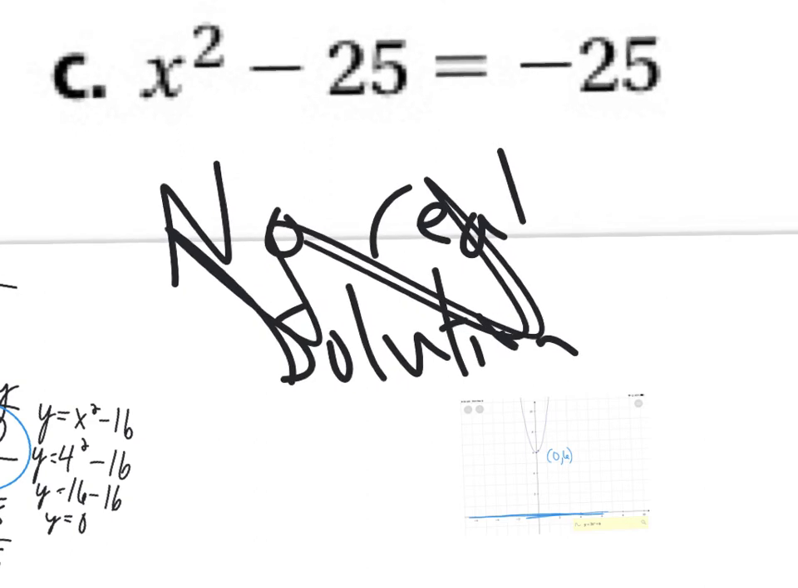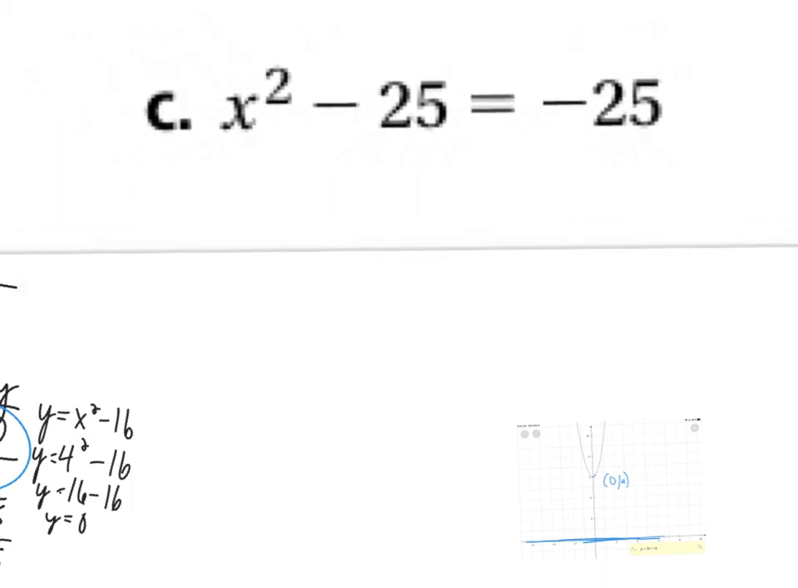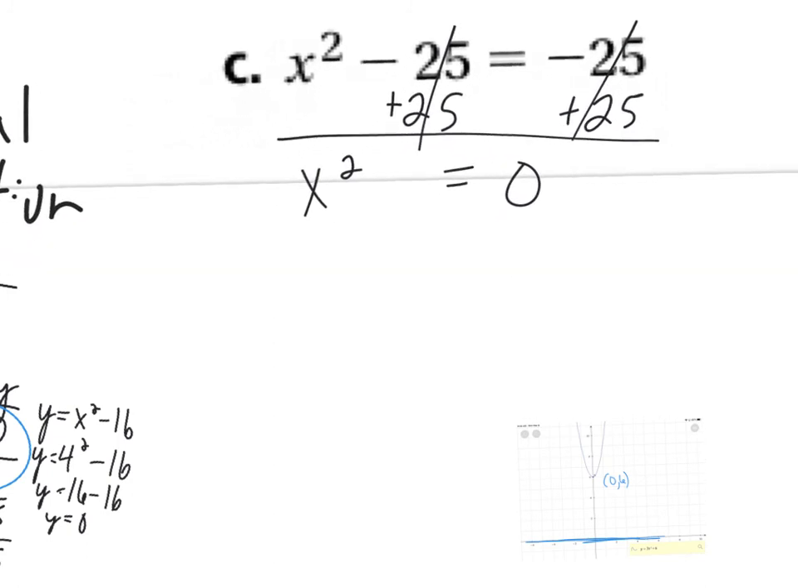If we look at part C, this one's a little bit different. What's different here is that this is equal to negative 25 instead of equal to 0. So we're going to do something about that to start out with. We want it to be equal to 0 when we start this. And those cancel and those cancel. So basically we've got x squared equals 0. And then really we're just thinking about what values of x we could substitute in that's going to make this work, which you might already have in your mind.